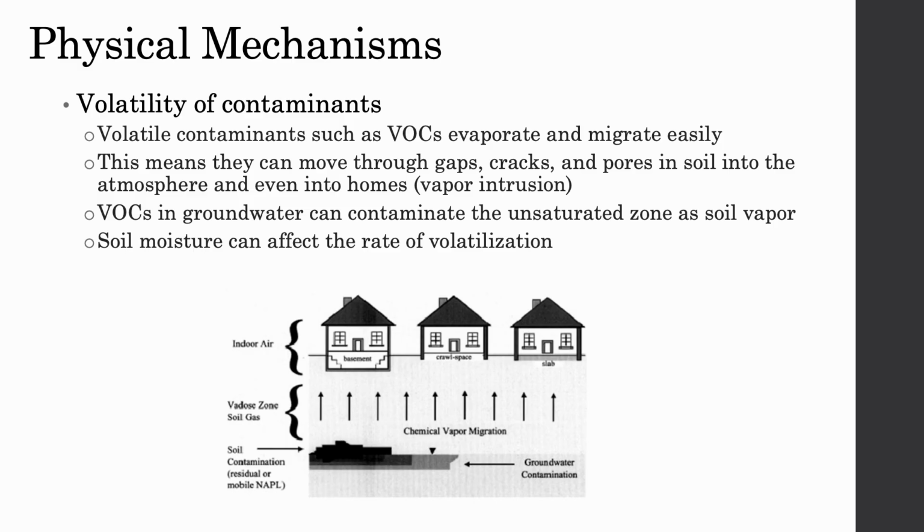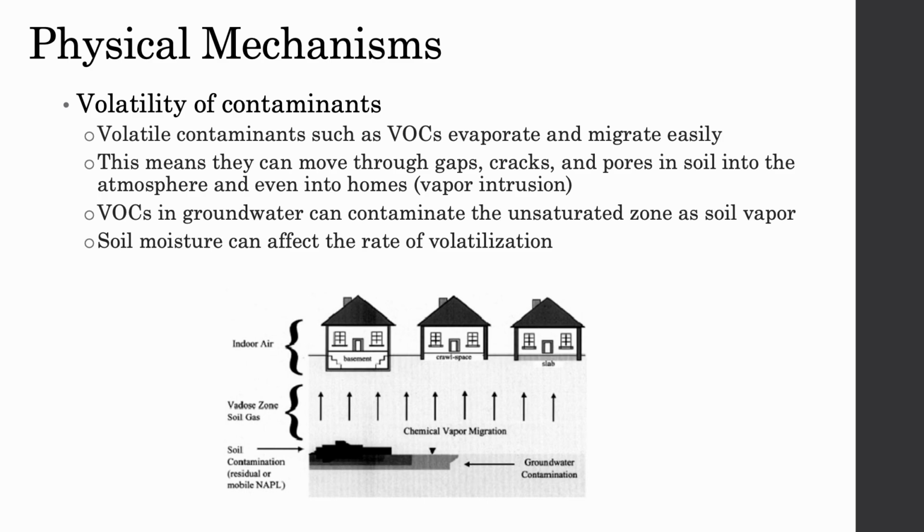You can see it in the diagram to the left. We have groundwater that's contaminated, and then soil that's contaminated as well. And these volatile compounds can evaporate into the atmosphere and through this soil, and it can go into these different areas in homes. And that's obviously very dangerous for the people in the homes. And even if they're not going into homes, those contaminants in the atmosphere are a big risk in general.